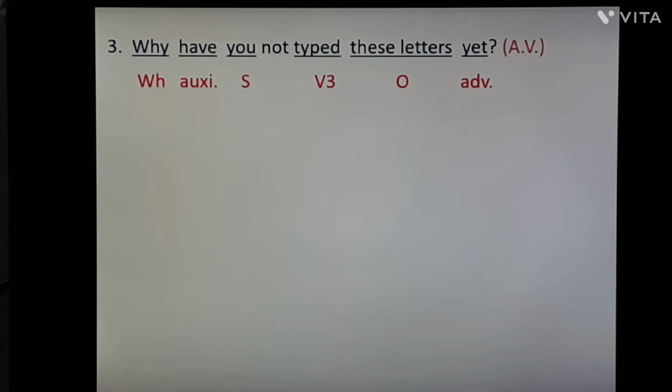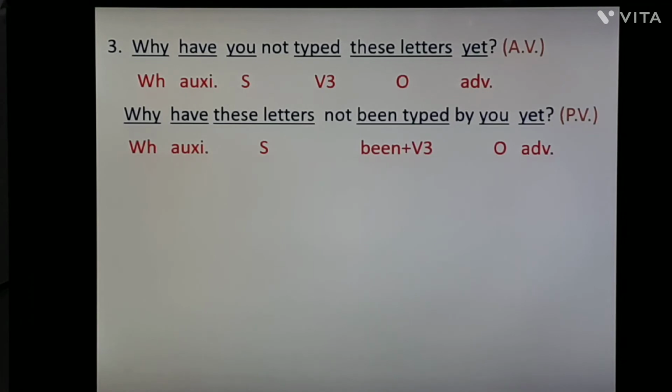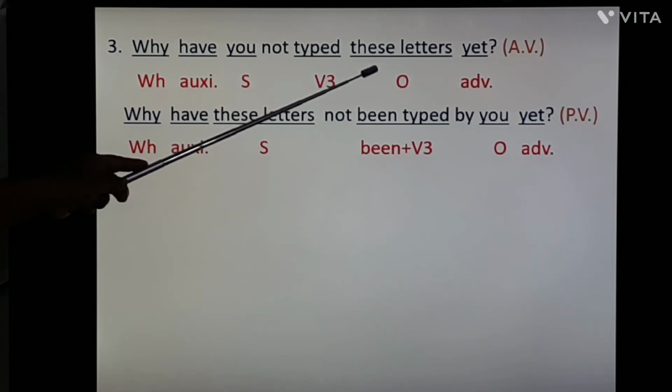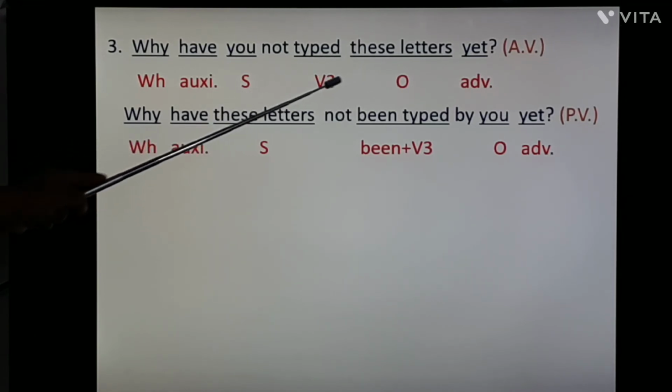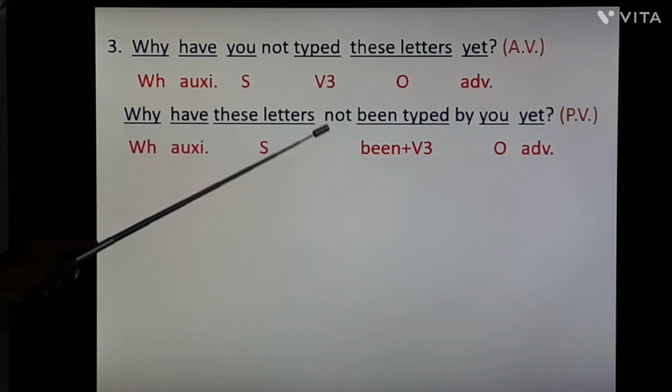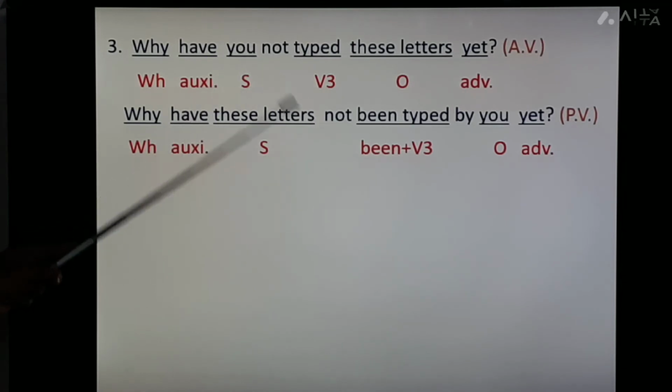Now let's see how to turn to passive. Okay. Find out the object from this active voice, these letters. So according to that you have to choose the appropriate auxiliary verb. Before that you have to write the WH word because here in active voice it is given. So why? The same thing you have to write. Then have these letters, then put not because here it is given, that's why.